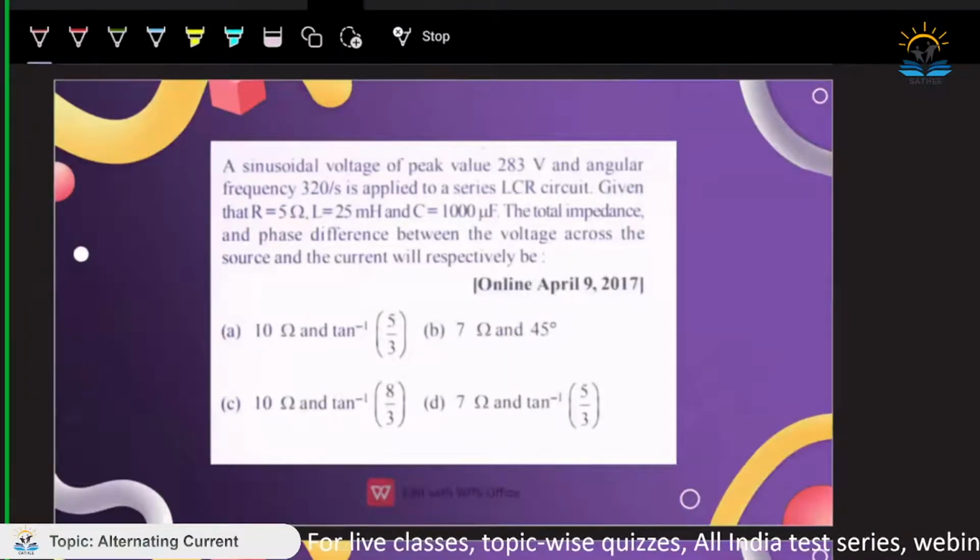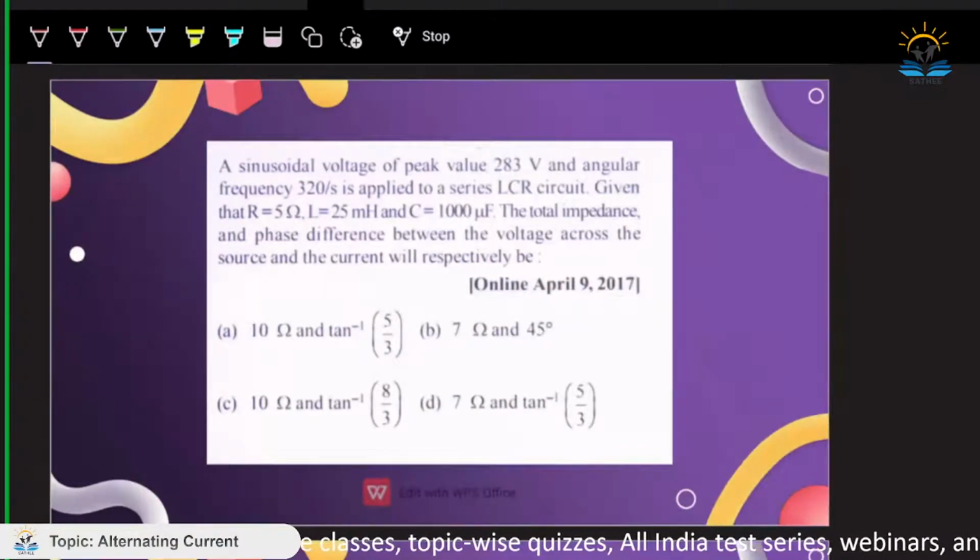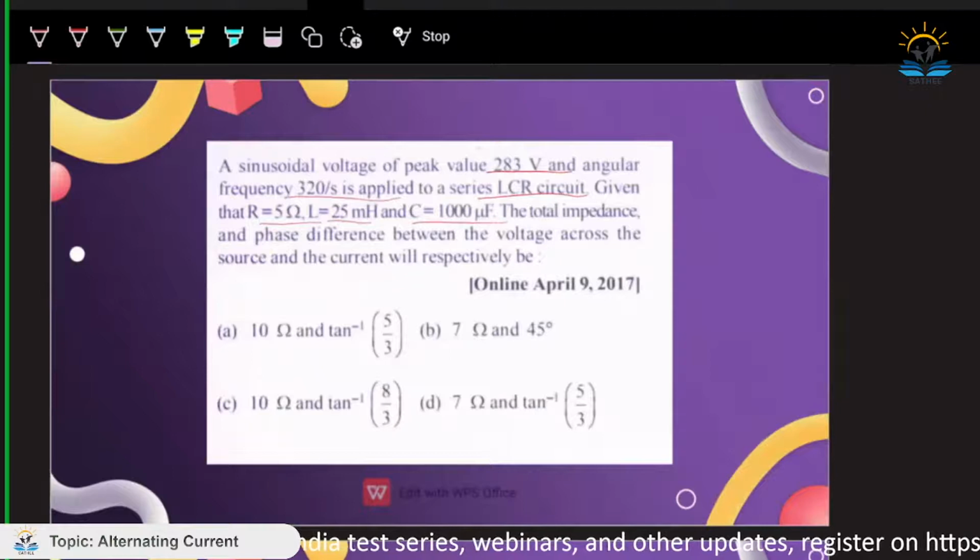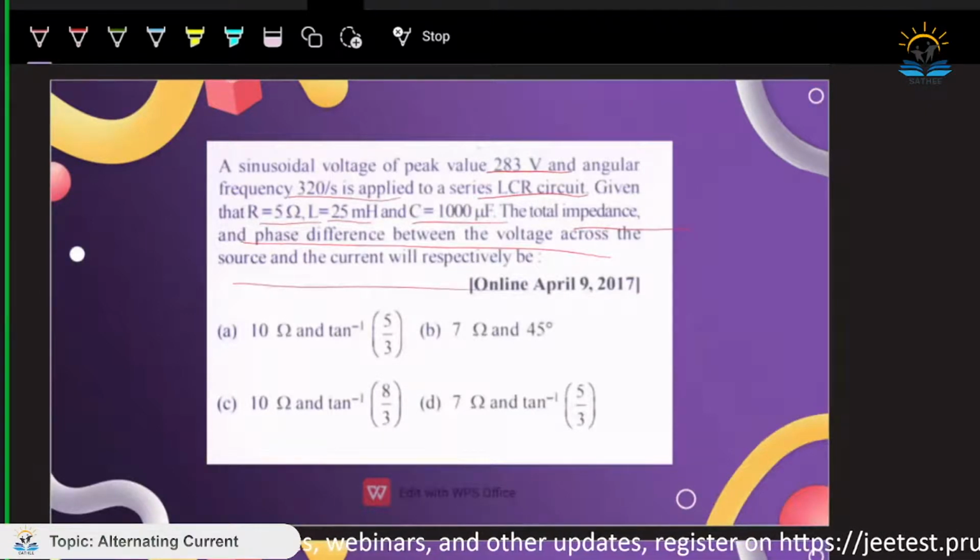A sinusoidal voltage peak value is given, angular frequency given, LCR circuit. This is an LCR circuit. R is 5 ohm, L is 25 millihenry, capacitance is 1000 microfarad. The total impedance and the phase difference between the voltage across the source and the current will be respectively. So to find out impedance.